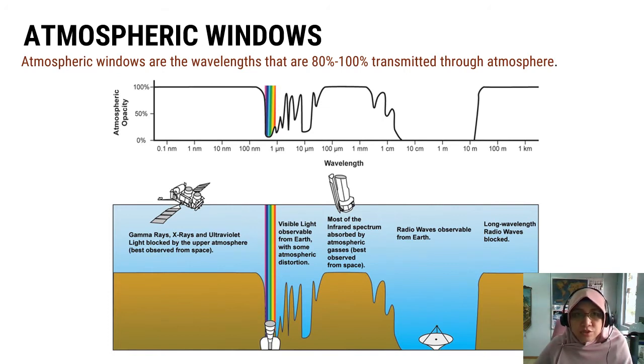So this figure shows the percentage of each wavelength of electromagnetic radiation that passes through the atmosphere. You may notice that some wavelengths such as visible light are completely transmitted while others are almost completely blocked. We see that our spacecraft instruments have access to Earth from space through various windows of transmission. Atmospheric windows are the wavelengths that are 80% to 100% transmitted through the atmosphere.